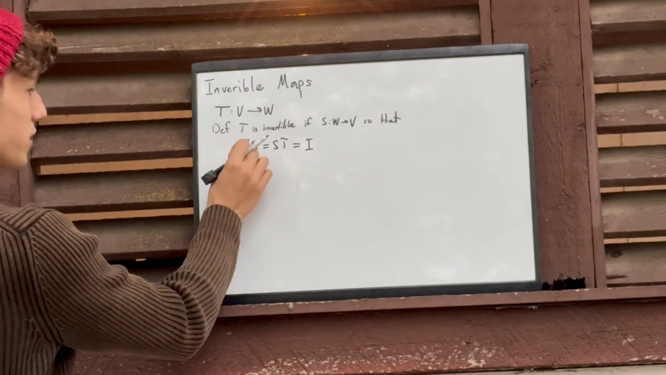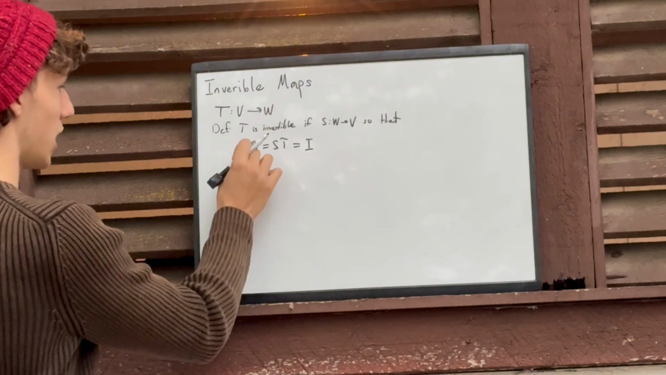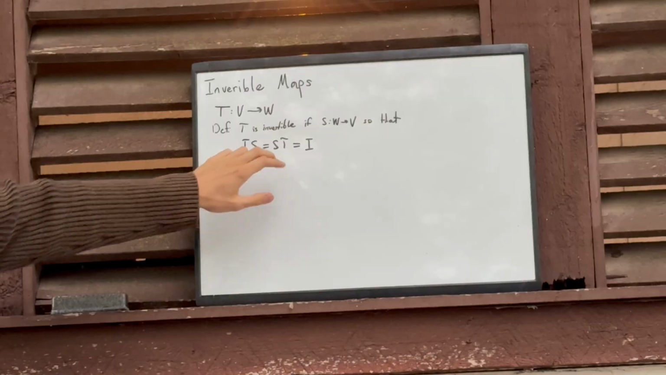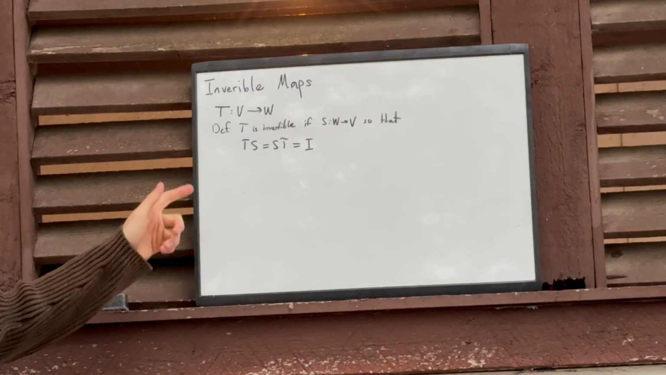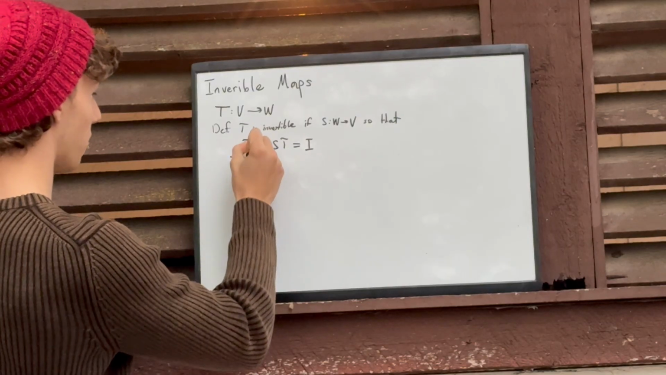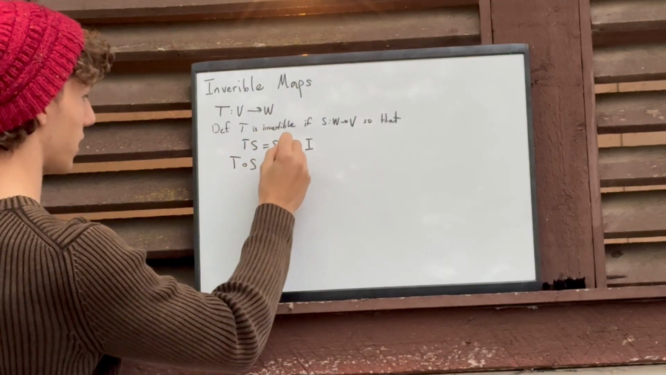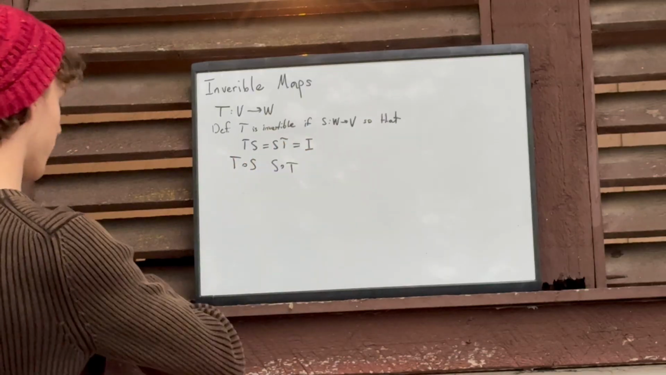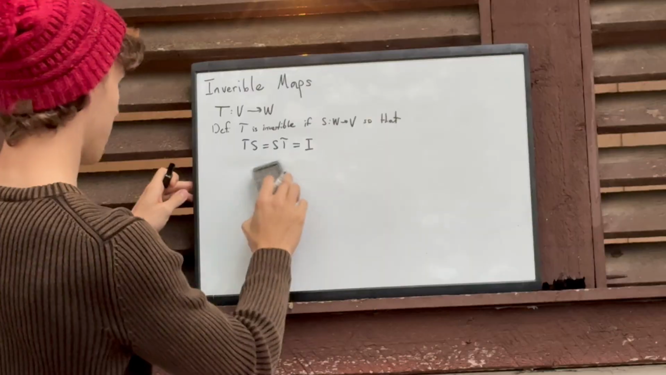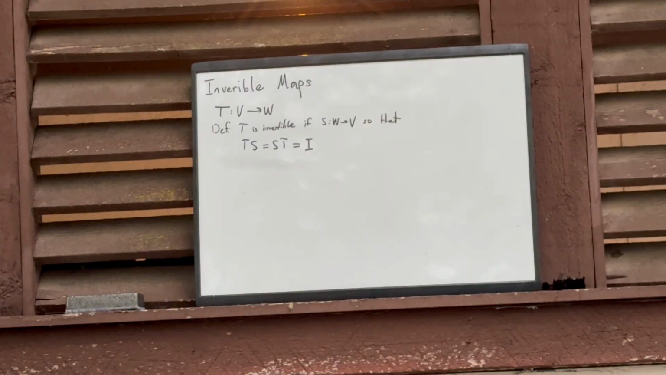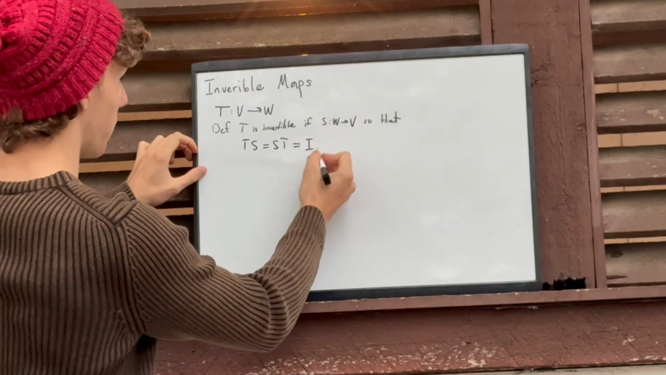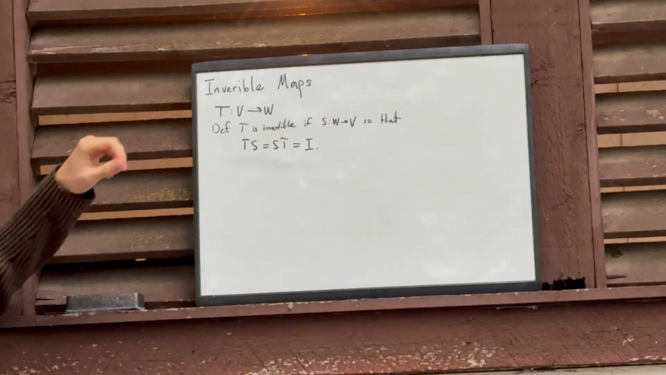This means the same thing. It looks like I'm multiplying T and S, and it also looks like I'm multiplying S and T here, but this is just concise notation for T composed with S and S composed with T. It's brief notation, just to keep it easy to keep track of all these things. Okay, that's the definition of an invertible map. So T is invertible if such a function exists.